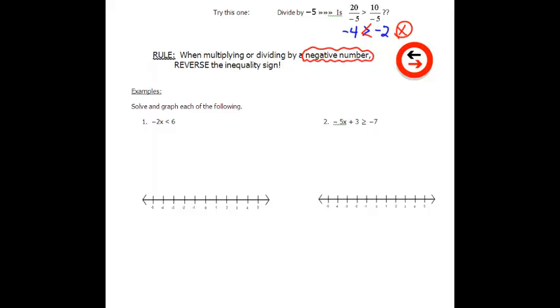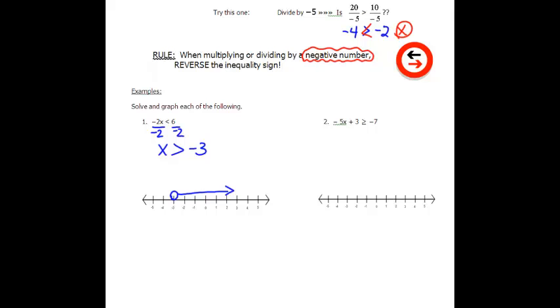The first example, negative 2x is less than 6. So what do I do to solve that inequality? Well, I'm going to divide both sides by negative 2. And because of this process, I'm dividing through by a negative, I am going to switch the direction of my inequality. And so my answer is x is greater than negative 3. It's going to be an open circle, and it's going to be graphed to the right.